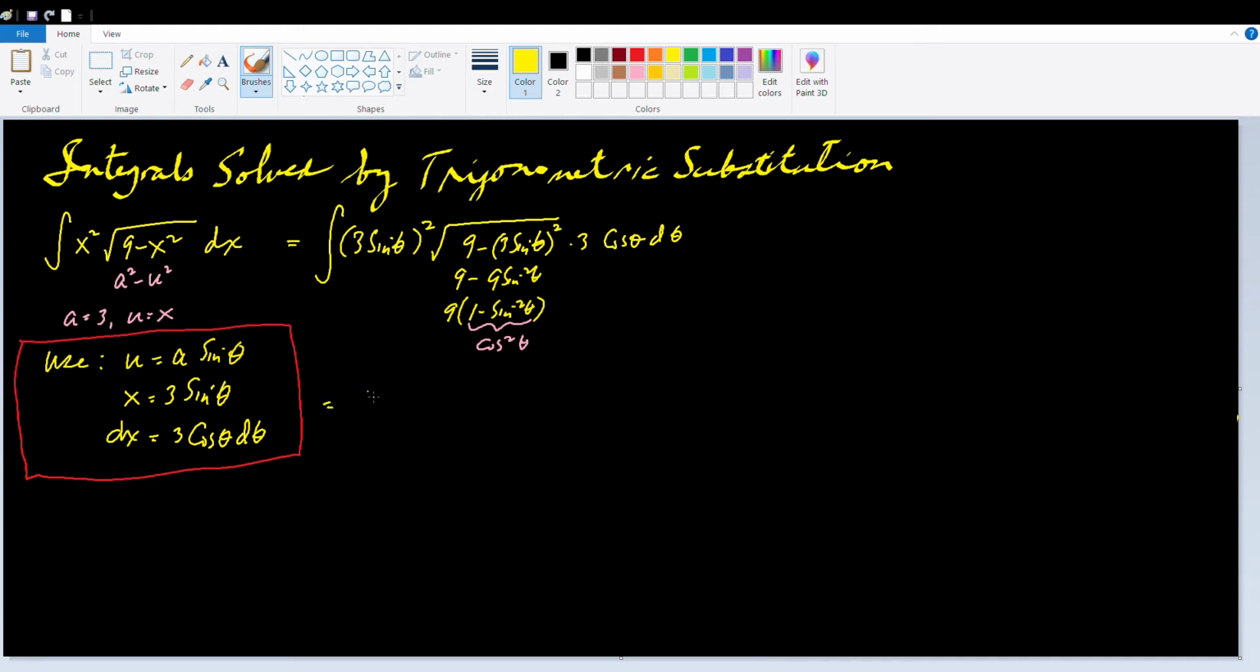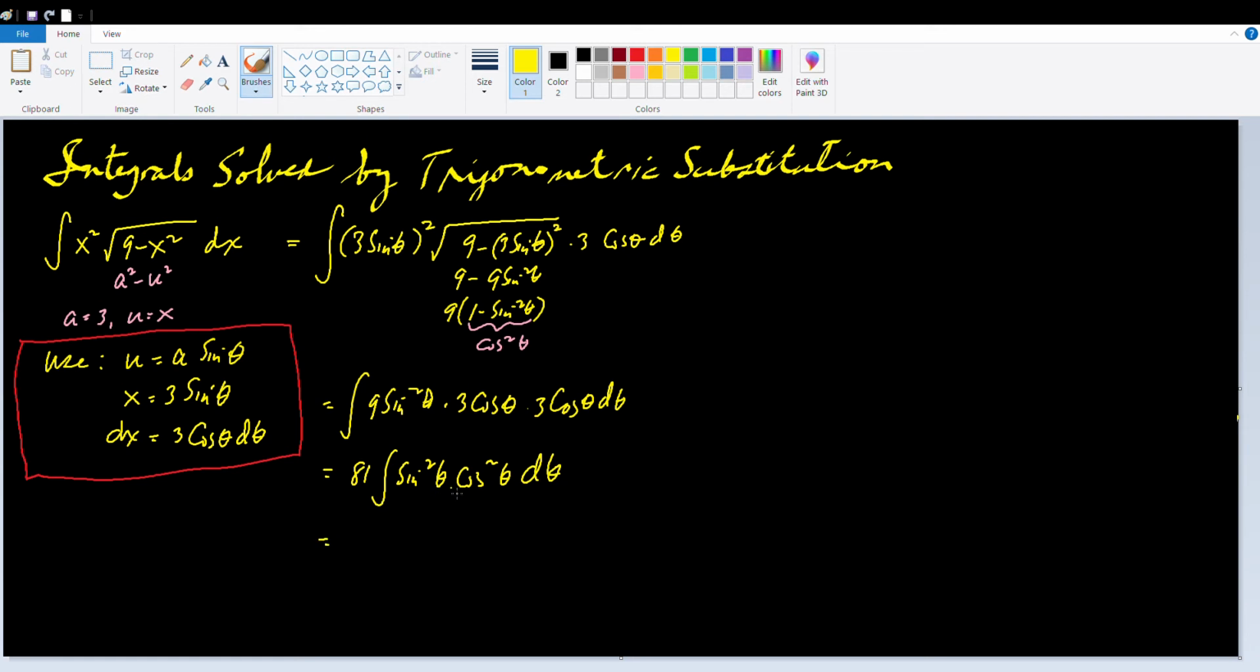So, (3 sine theta) squared is 9 sine squared theta. Square root of 9 is 3. And the square root of cosine squared theta is cosine theta, times 3 cosine theta d theta. That will be equivalent to 9 times 3 times 3, or 81 sine squared theta cosine squared theta d theta.